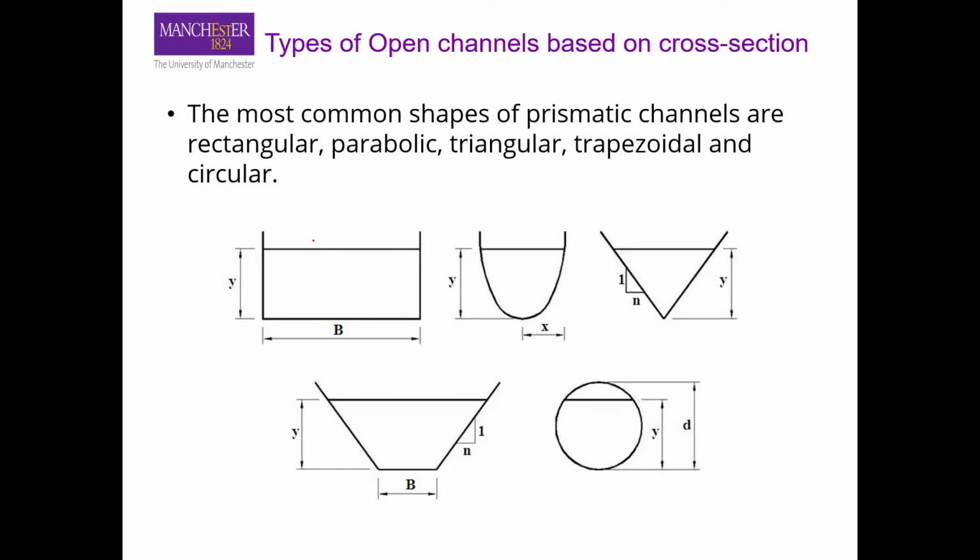Prismatic channels can have certain shapes. For example, you can have a rectangular channel, a parabolic channel, a triangular channel, a trapezoidal channel. You can have a circular channel. So these are examples of prismatic channels. As you can see, they are much more uniform in their shape, so you can simply use algebraic equations to calculate their areas and their dimensions and other features.